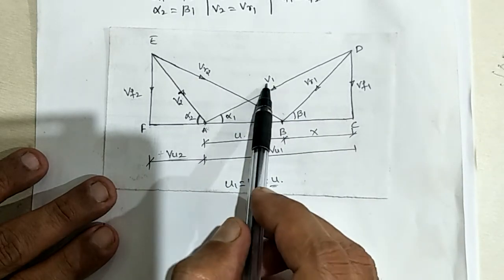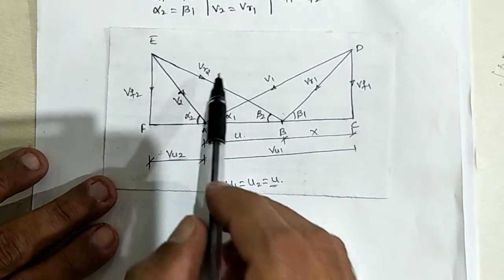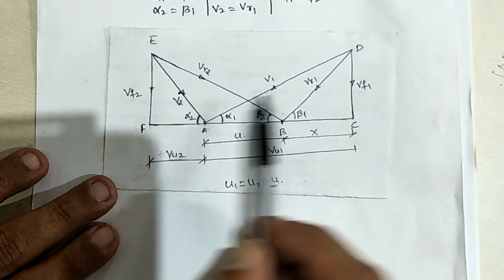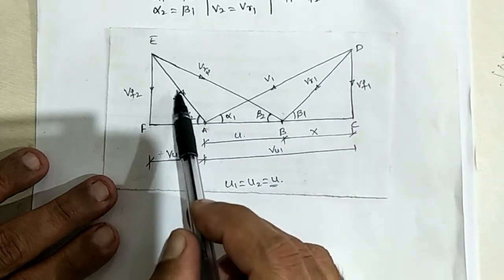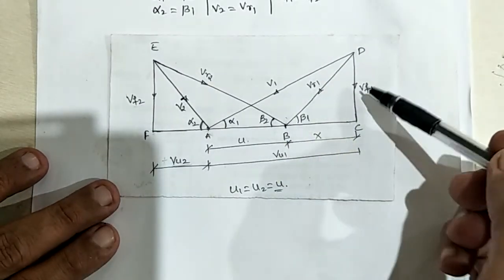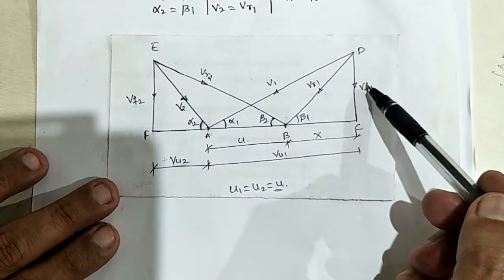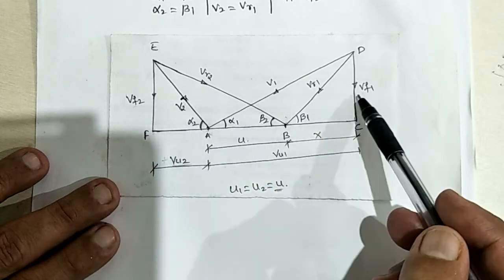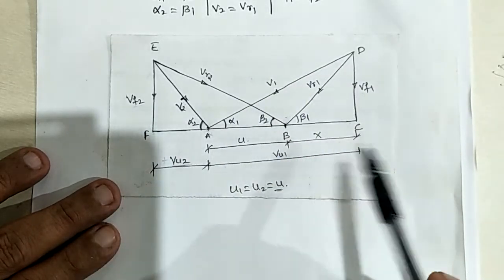Then similarly VR1 is equal to VR2, so the length of VR1 and the length of VR2 will remain the same. Similarly V2 is equal to VR1, so the length of V2 and VR1 will remain the same. If this is the condition, then automatically Vf1 is equal to Vf2. This condition is automatically generated when we draw the velocity triangle.